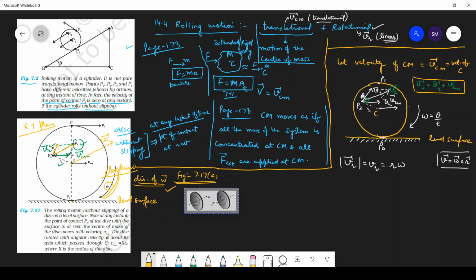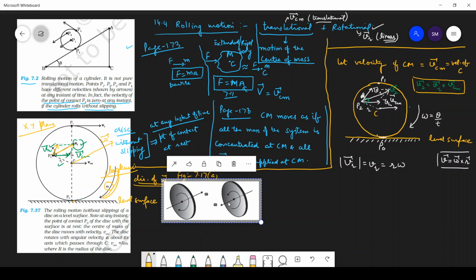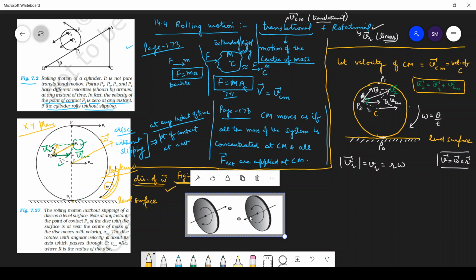Let me show you this figure also. In this figure, you can see this is the direction of rotation. Suppose the disk is rotating in this direction, that's clockwise. So it is going into the plane of the paper. And here the direction is anti-clockwise. The rotational motion is anti-clockwise.